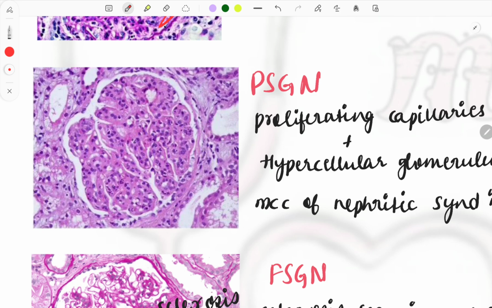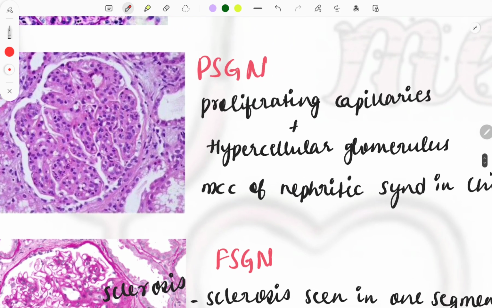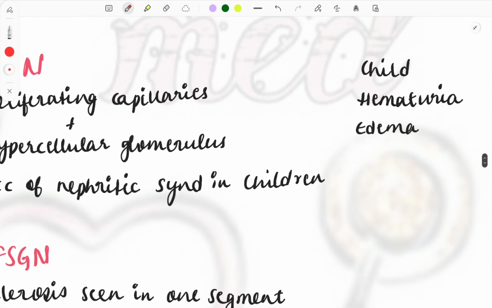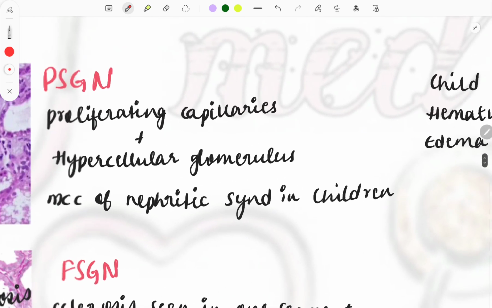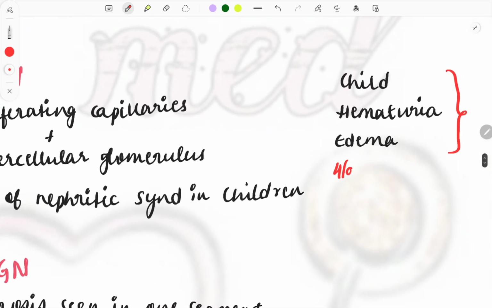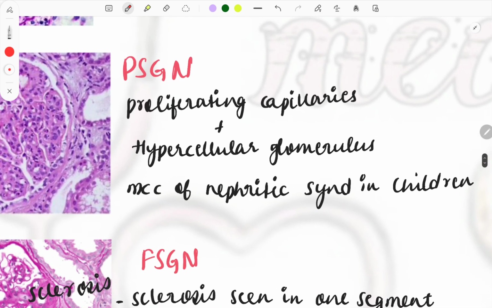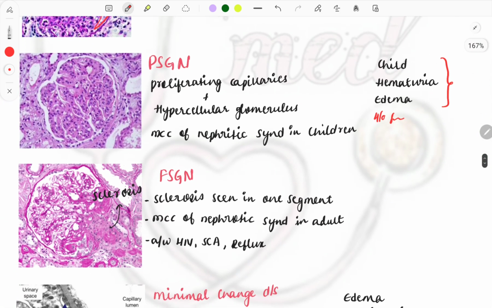It is hypercellular, and PSGN is the most common type of the nephritic syndrome in children. So a clinical case describing a child with hematuria and edema with a history of sore throat, think in terms of PSGN. Okay, so this is a very important topic and a repeat topic, the PSGN.